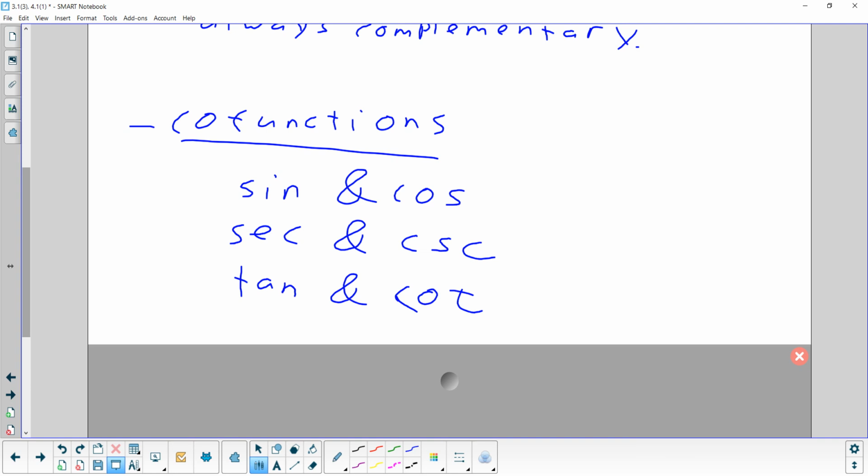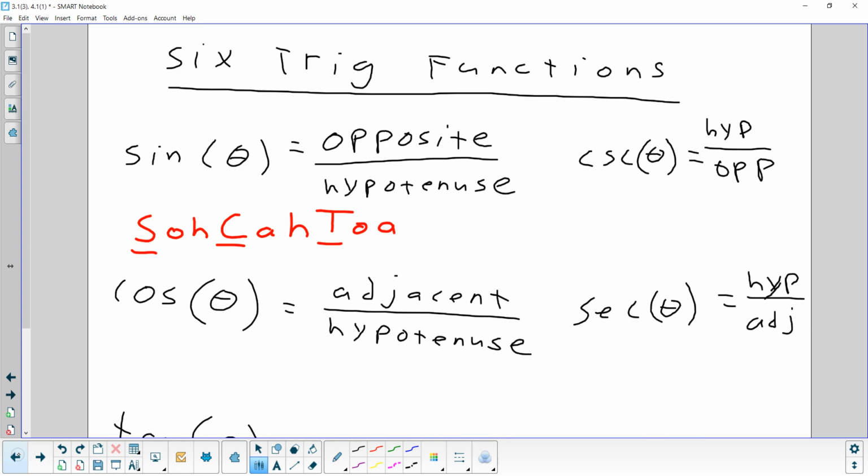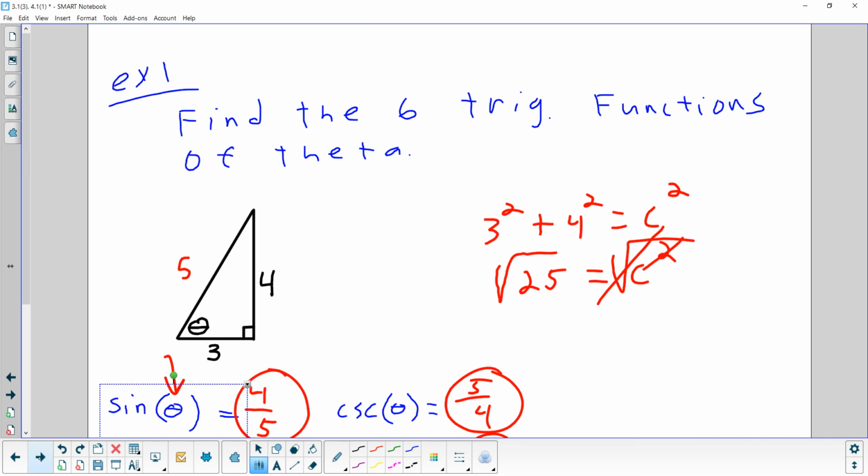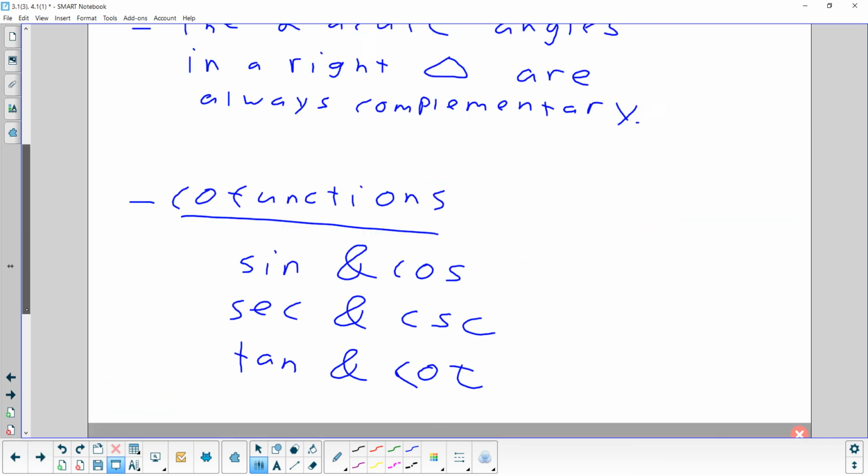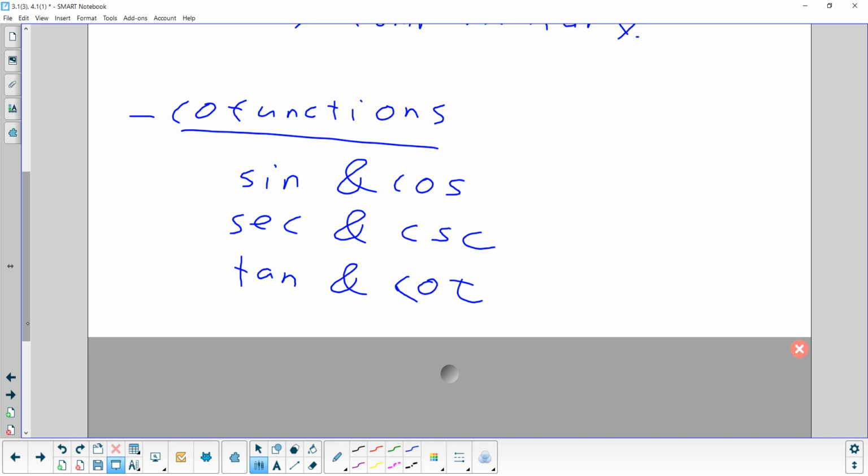So we're going to combine that. This might seem totally separate, but these 2 things, complementary and cofunctions, are going to connect. Cofunctions are just another way to pair up the 6 trig functions. Usually, we pair them up this way: sine with cosecant, cosine with secant, tangent with cotangent. When you pair them that way, the connection is you flip one to get the other. Fancy word is reciprocal.